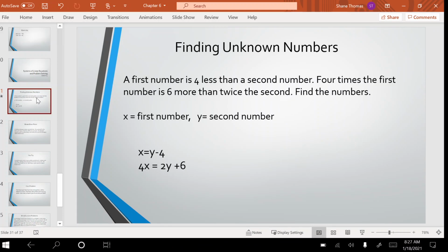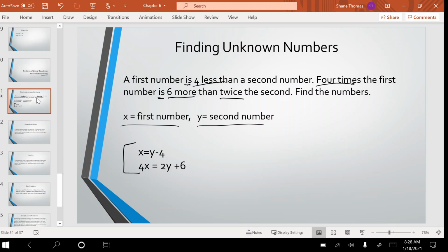We identified x as our first number, y as our second number, is 4 less than, 4 times, is, 6 more, twice. Those are really the only words you need. So if you take that all into account, you get those two equations. You guys all right with how I got those two equations? Okay. Now looking at that guy, x equals y minus 4, 4x equals 2y plus 6.